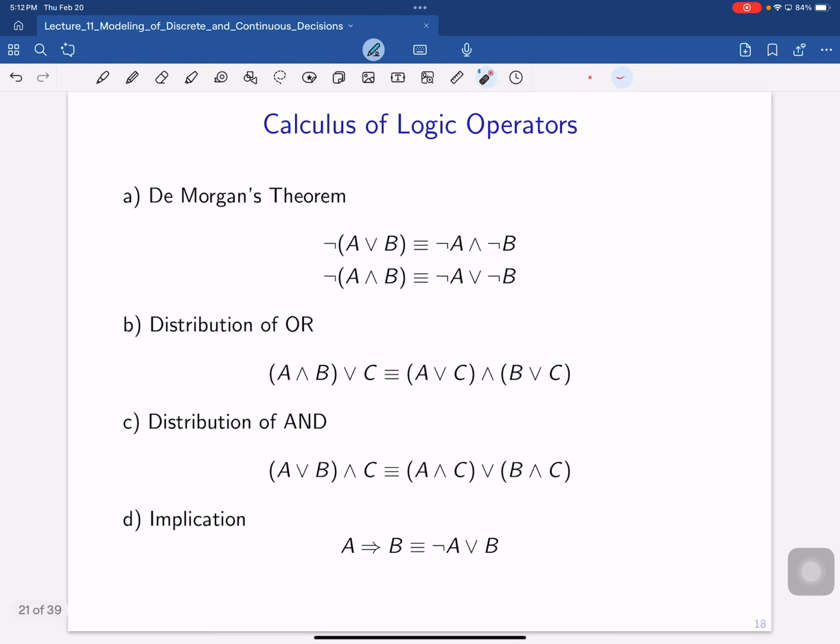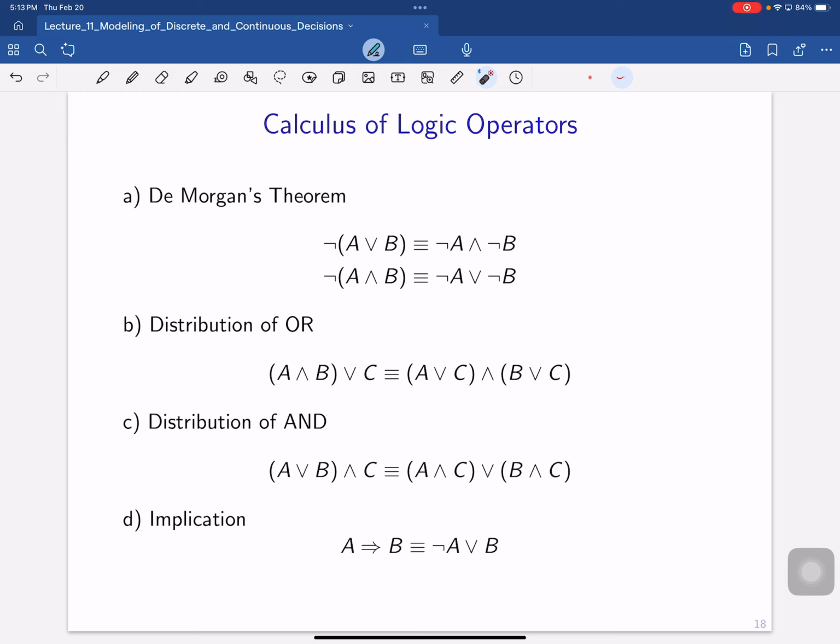Now this next one is like the distributive law in calculus. If you have A and B, or C, and you want to eliminate these parentheses, what you will do is bring this or inside. You have A or C, and B or C. The AND will be moved here, and you are bringing this or inside for both A and B. Okay. And similarly, you can do distribution of AND. How do you distribute AND C into these parentheses? Then that will be A and C or B and C. Okay.